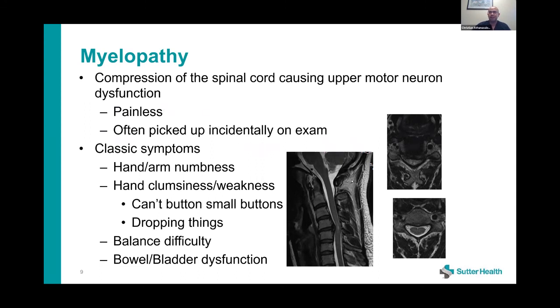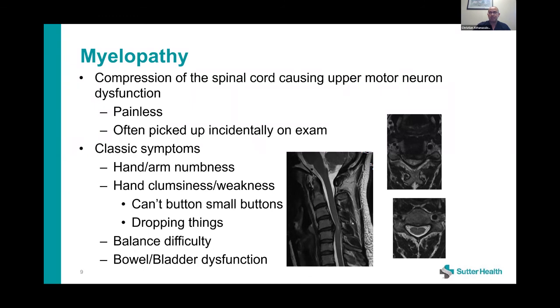And they feel that their legs are heavy. They feel that they have to have a broad-based gait. We look in their cervical spine or in their thoracic spine, and we can see this kind of picture of a disc herniation or some sort of arthritis compressing on the spinal cord, whether it's in the cervical or in the thoracic spine. And it can be something that needs to be treated in a more urgent fashion.